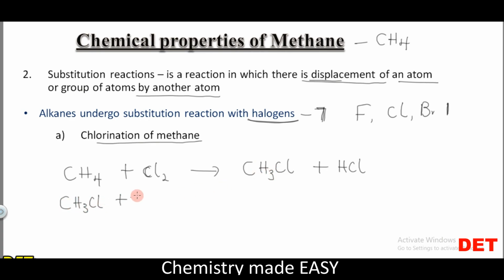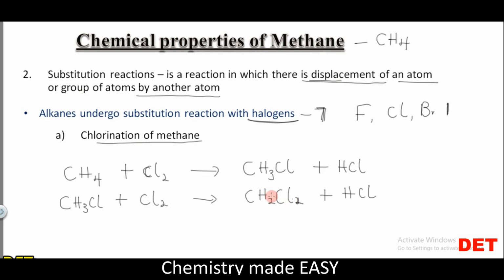So when this chloromethane, CH3Cl, reacts with another chlorine, it will react to give you CH2Cl2. That is, it will displace one of these hydrogen and replace it, plus what? Hydrogen chloride. This compound is referred to as what?